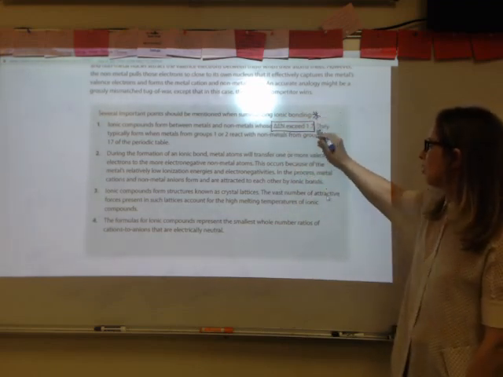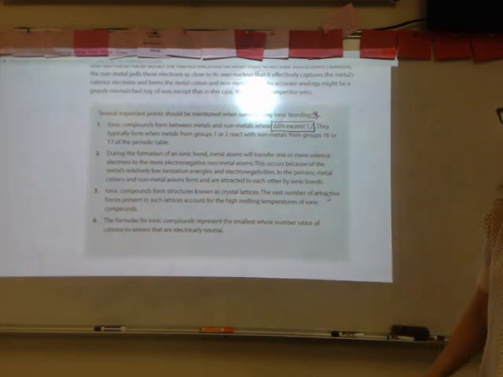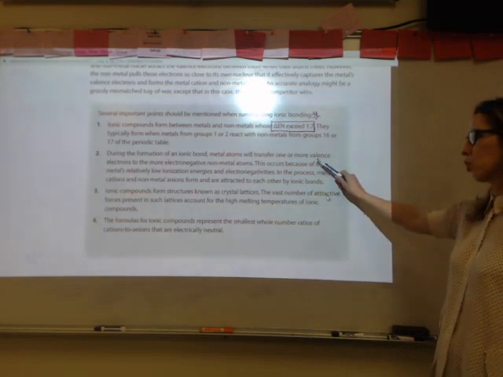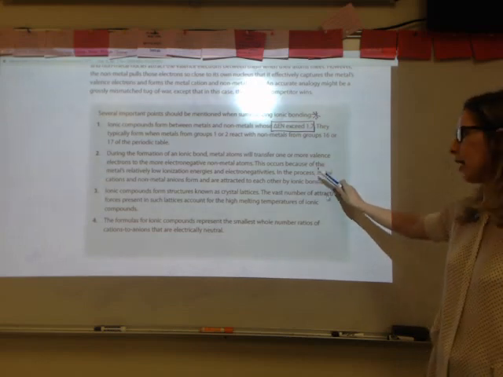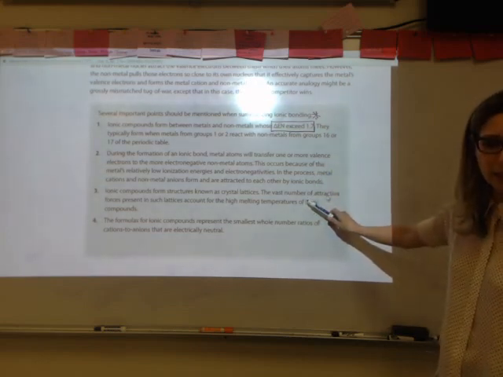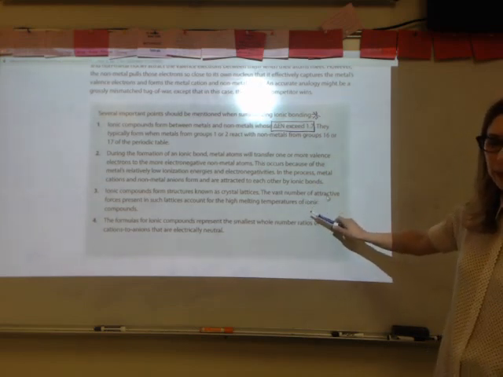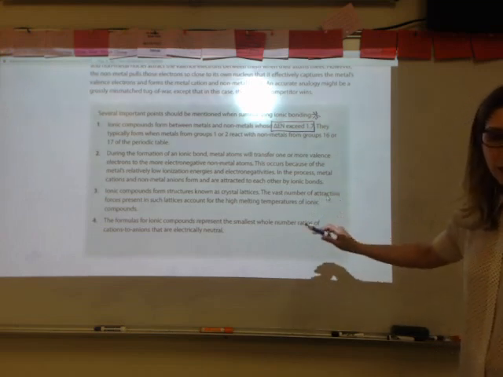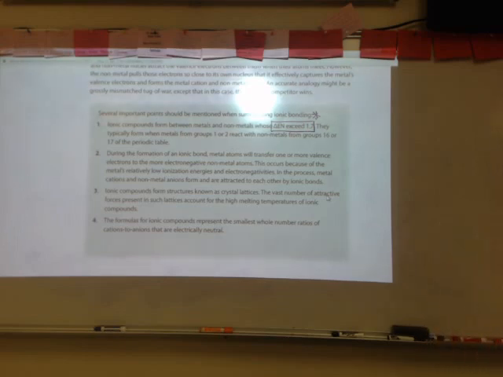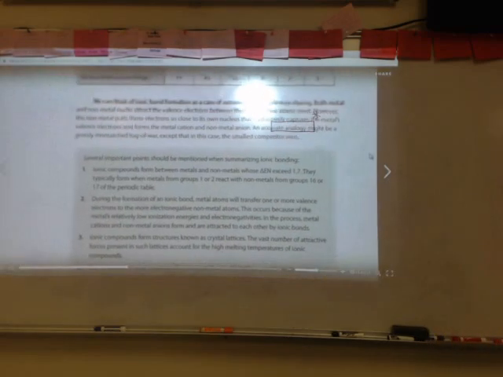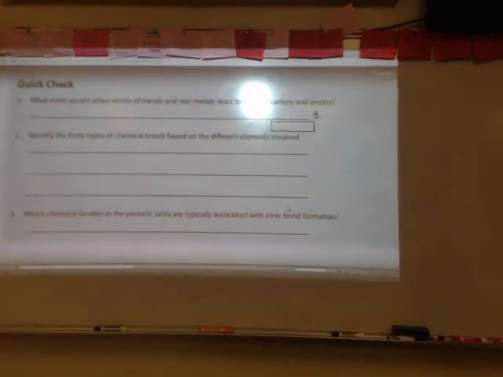You have to know that the difference in electronegativity has to exceed 1.7 in order for it to be ionic. Metal atoms are going to transfer one or more of their valence electrons to the more electronegative non-metal atoms. And then ionic compounds form crystal lattices, and that's why we have really high melting points, because there are so many attractive forces between the cations and the anions in the lattice. And then fourth, the formulas of ionic compounds represent the smallest whole number ratios of cations to anions that are electrically neutral. If we go to the next page, take a look at the quick check.